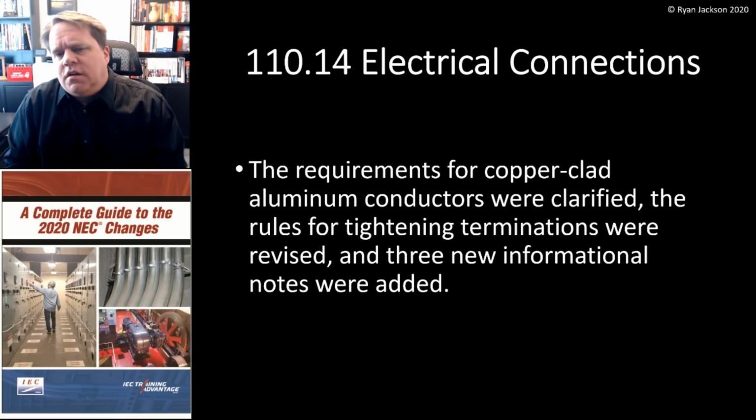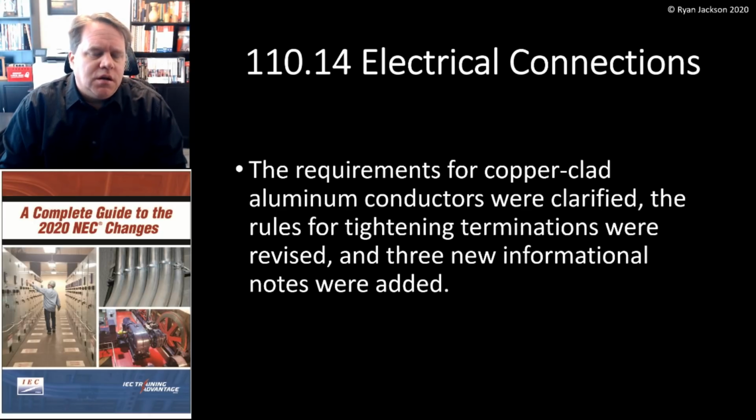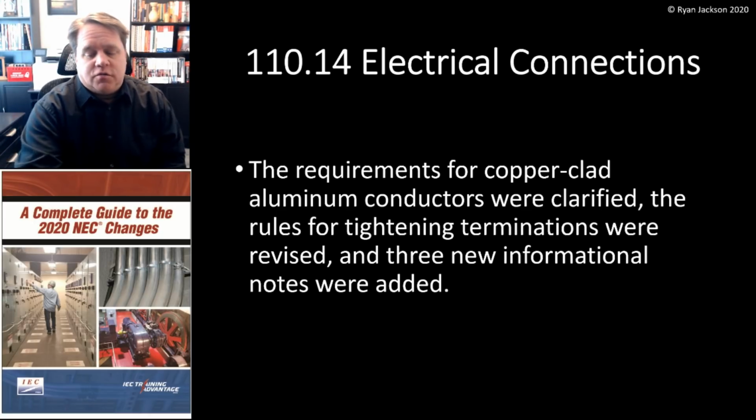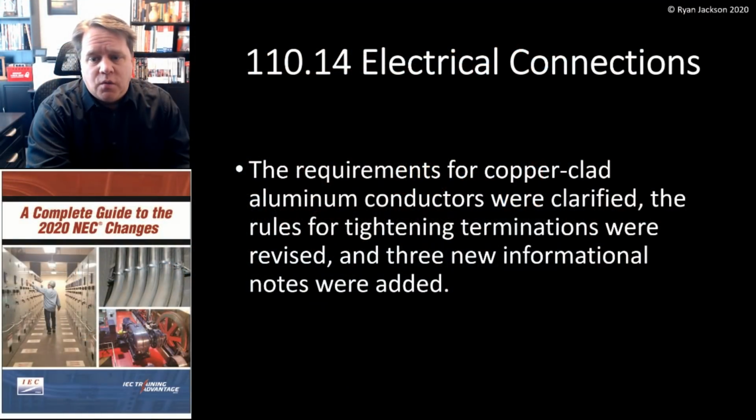So a few interesting things here, and when we get into 110.14, this is the general requirements for electrical connections. I think we can all agree that this has to be one of the most important sections in the entire codebook. Usually when we have a failure on an electrical installation, it doesn't happen in the middle of a conduit. It happens at a splice, at a termination, at a connection to equipment. So connections are critical, and I think we all agree with that. 110.14 gives the basic requirements for electrical connections. This really is a section that we all need to know and know quite well.